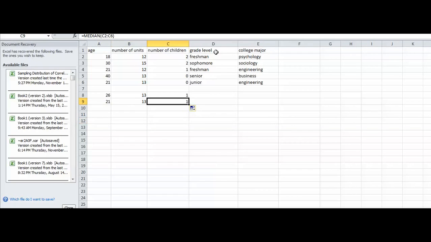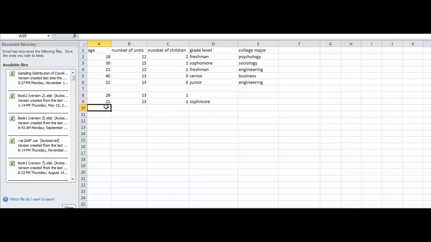Let's see if it can calculate the median of a column of ordinal data. First, let's just take a look at it to see what the median would be. If we put these in order, it would be freshman, sophomore, junior, senior. So the middle value would be sophomore, so the median should be sophomore. Oh, okay, so Excel can't calculate the median of a column of ordinal data, so we can just type in the word sophomore, since that is the median.